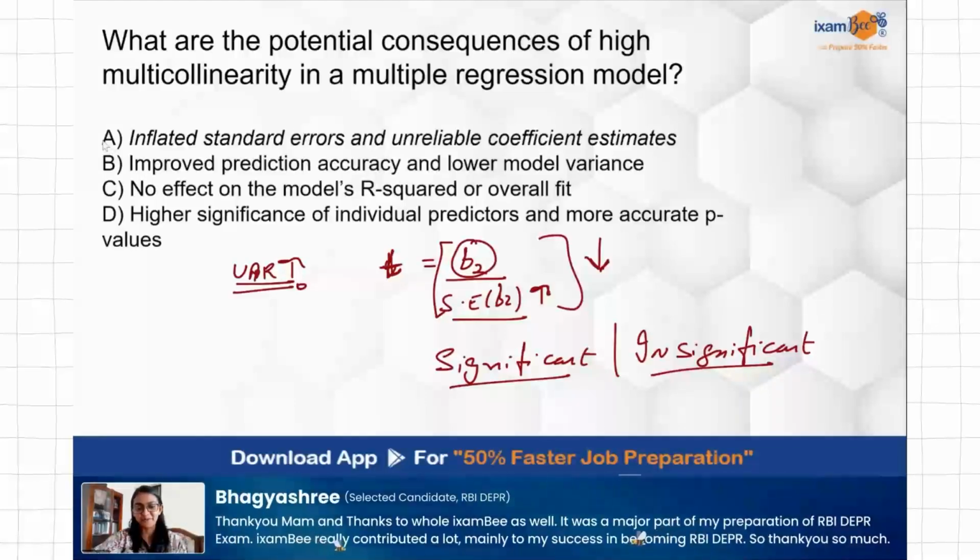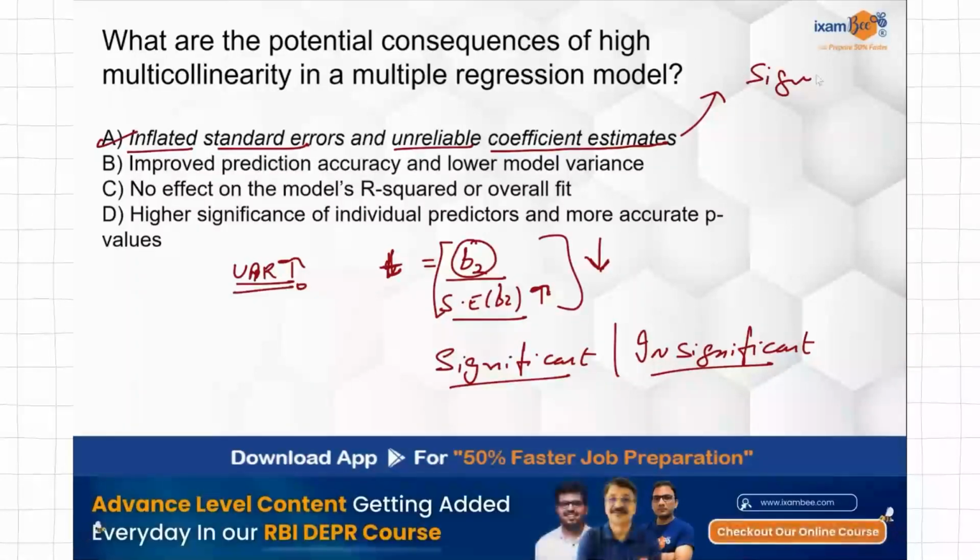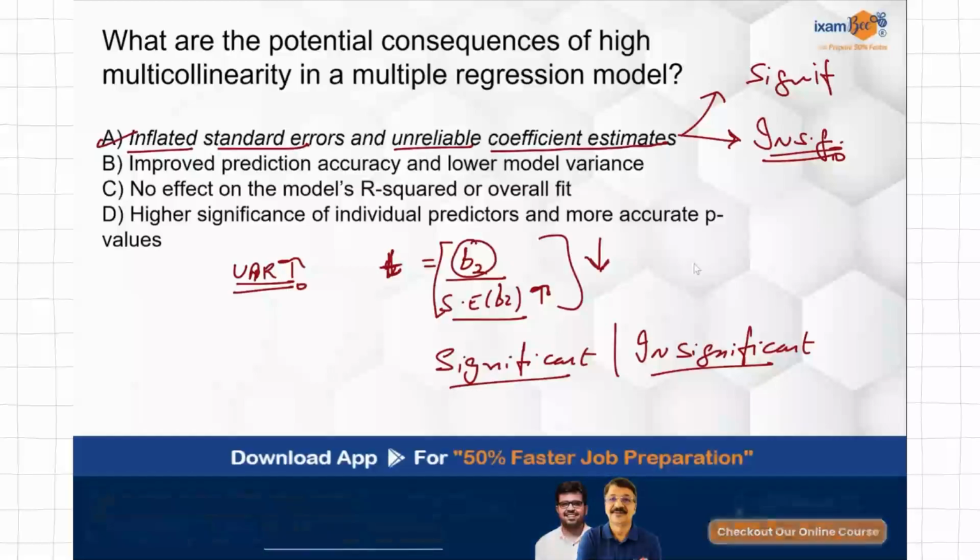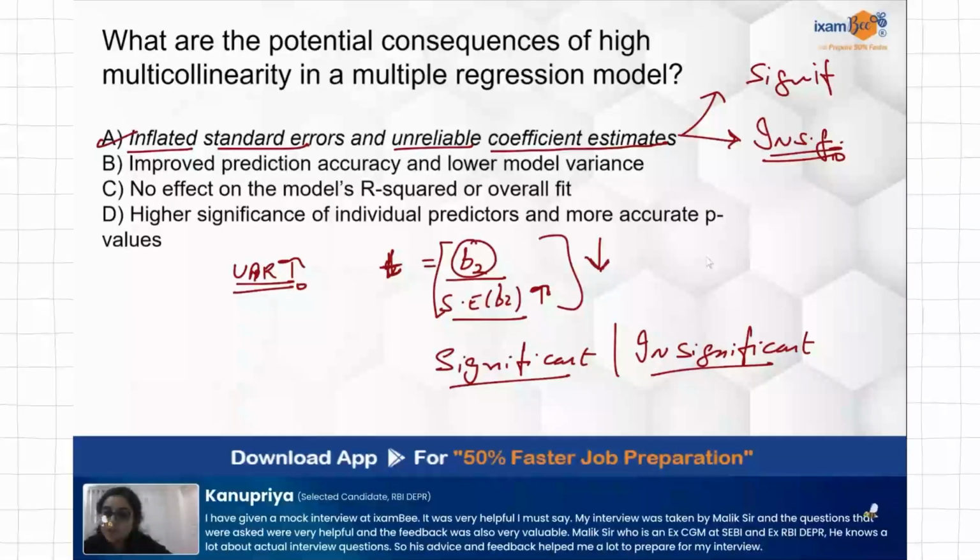So this is a problem in the case of multicollinearity. We have inflated standard errors and unreliable coefficient estimates. Why unreliable? Because earlier it might be significant, but because of multicollinearity, we can see they are insignificant, right? And let me tell you one more thing. In the case of multicollinearity, the variance will tend to rise, but the estimators are still BLUE. So please do remember that.